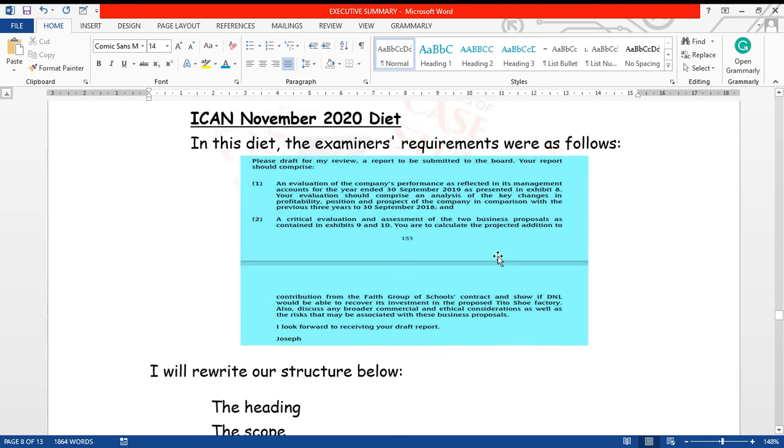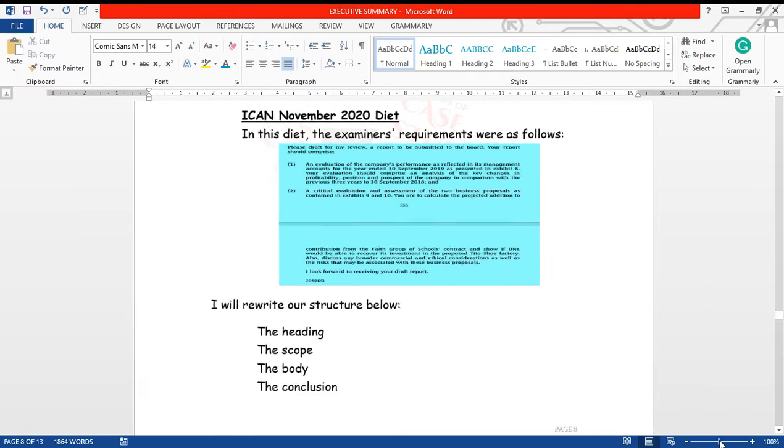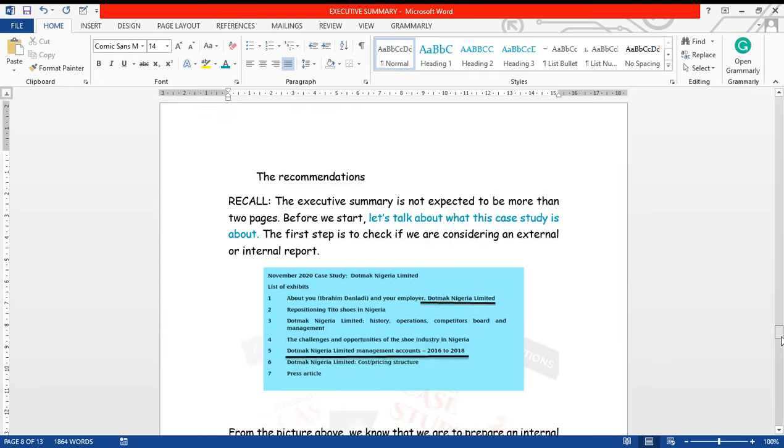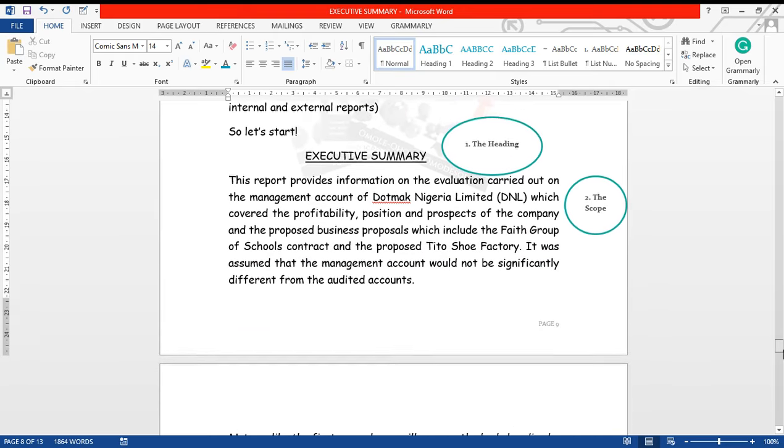Let's zoom in so they can see this properly. You were asked to prepare a report to be submitted to the board of your company. Unlike there, where they say board of DFPP, here you're submitting to the board of your company. So you definitely know that's an internal report, right? So now how does that look? Let's look at it just the same way.